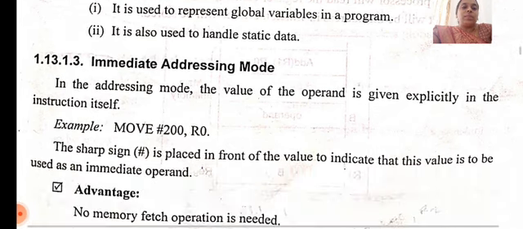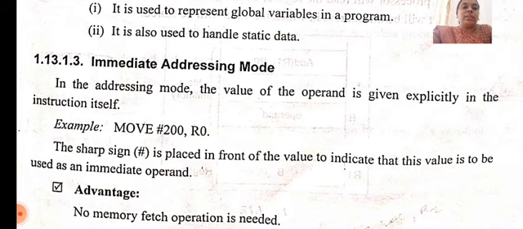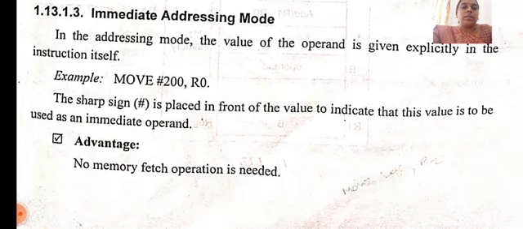Here the hash symbol is placed in front of the value. It indicates that this value is used as an immediate operand. It is the syntax for the immediate addressing mode. Here no memory fetch operation is needed. The value specified in the instruction does not refer to memory or any cache. So the value 200 is transferred to the R0 register.